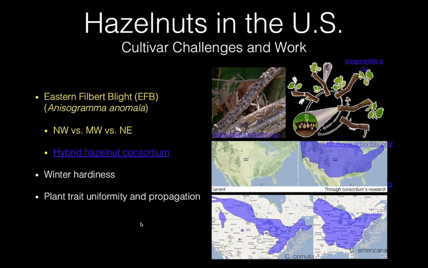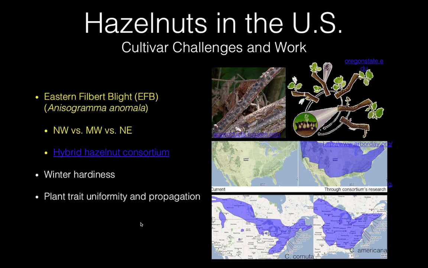The U.S. hazelnut industry has done rather well in the Northwest for decades. Expansion to the remainder of the U.S. does weigh on some of the breeding objectives. One of the challenges is that in the Midwest and Eastern U.S., the Eastern filbert blight maintains higher virulence or pathogenicity compared to the Northwest, where production is somewhat fluid.